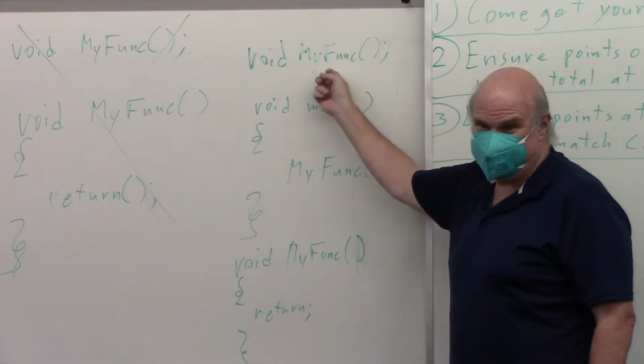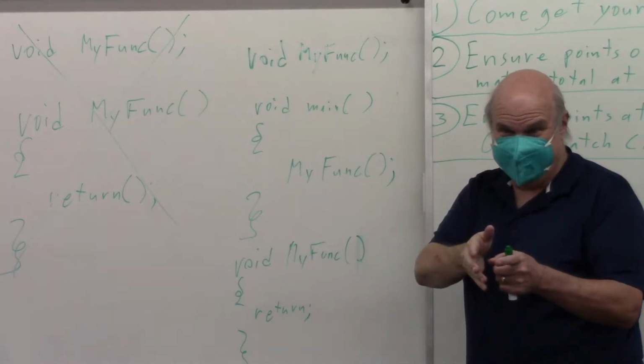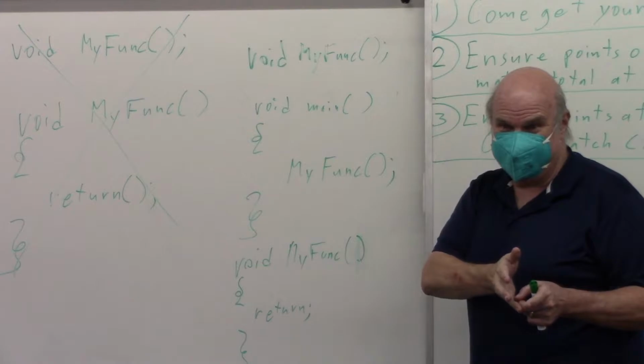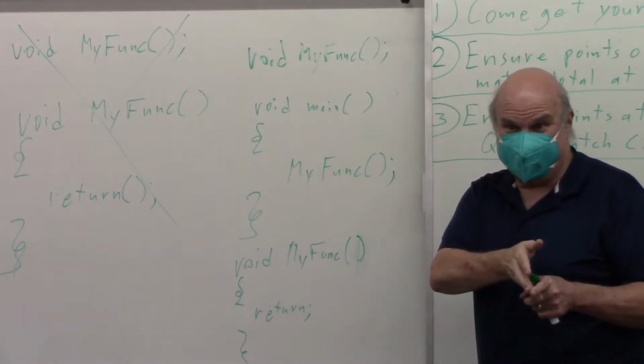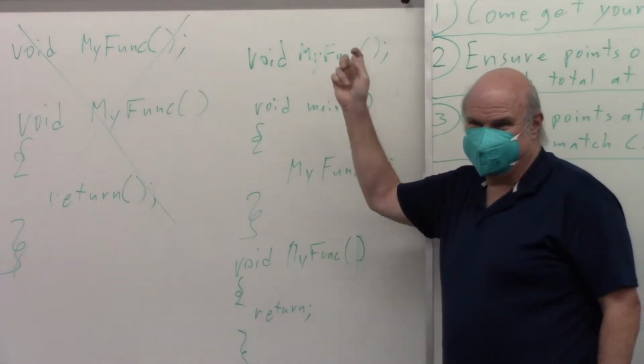Think of it as a placeholder. Like %d in the printf statement is a placeholder. It doesn't actually contain the actual thing. It says, put the actual thing here when you get it. A prototype is like a placeholder.